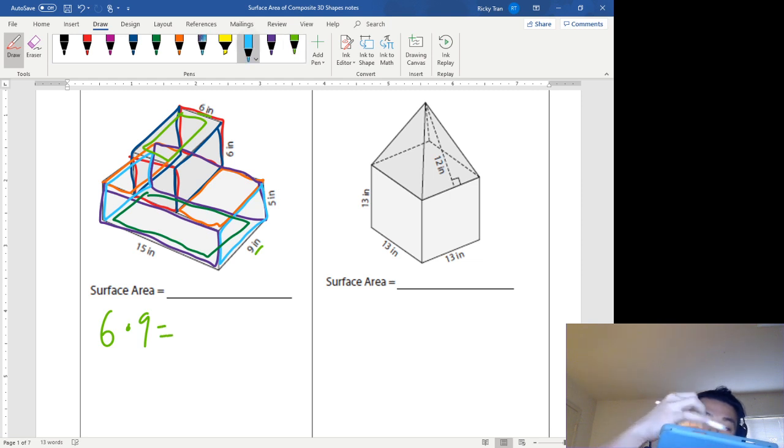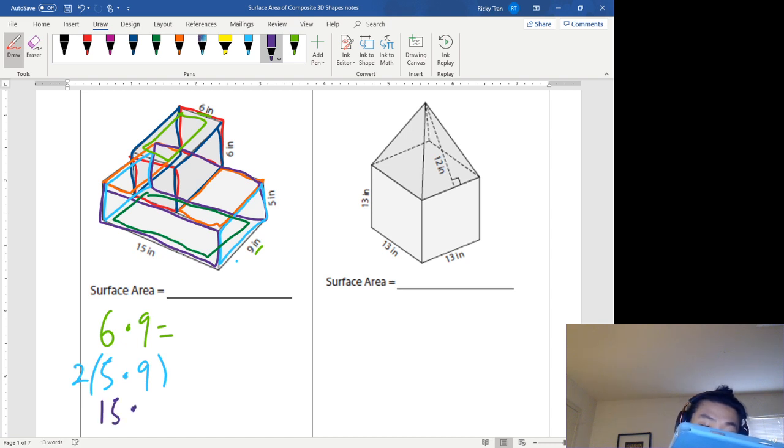And then you have, let's say, light blue, which is 5 by 9. So 5 times 9 times 2, because there's two of those. Then we have the purple one, which is going to be 15 times 5. And again, there's two of those.